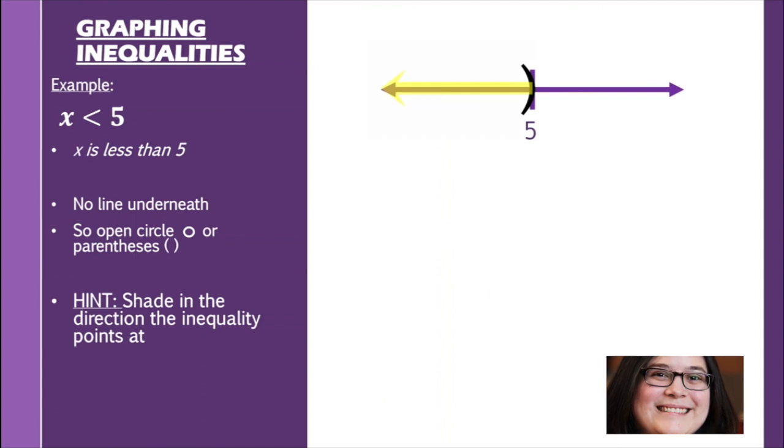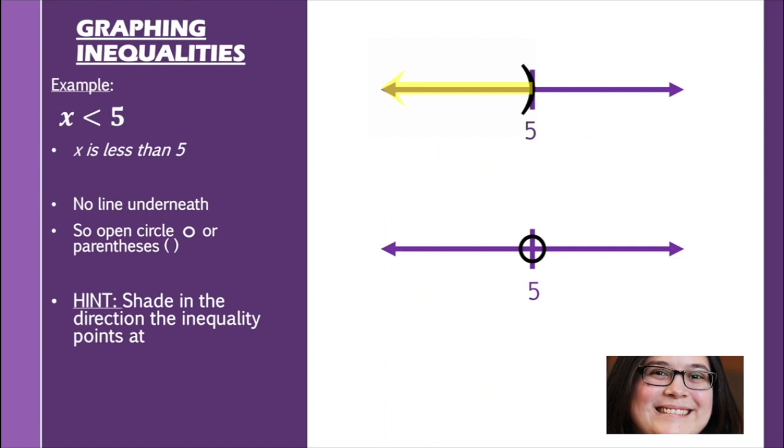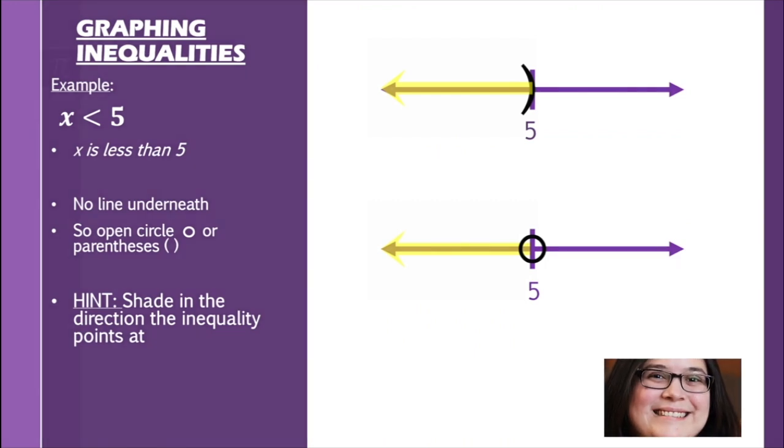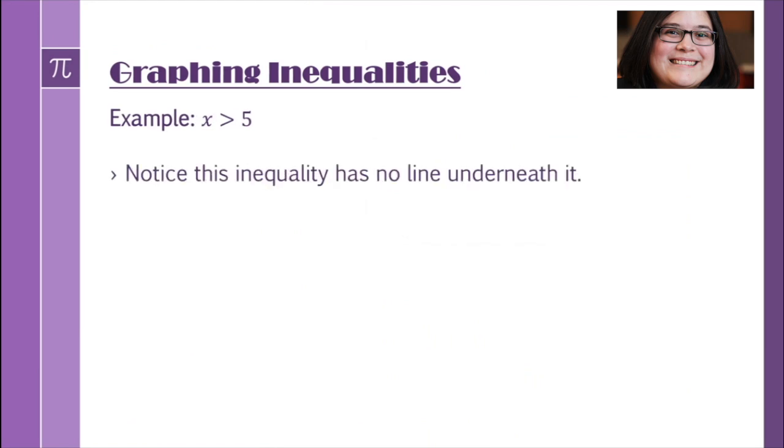Now we're going to do the same thing with an open circle, and here's our number line, and we're going to shade now to the left after our open circle, like so. Beautiful. So that's how you do x is less than 5. Now we're going to do the other example where we're going to talk about x is greater than 5.